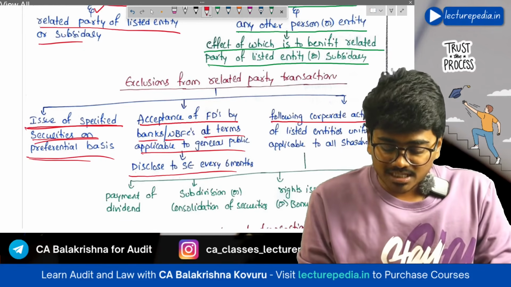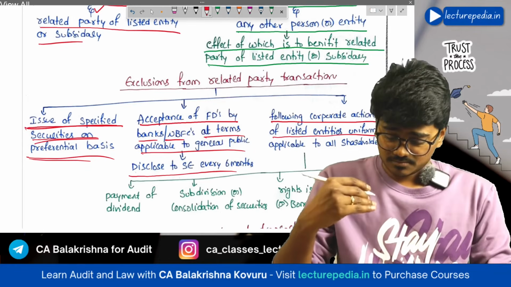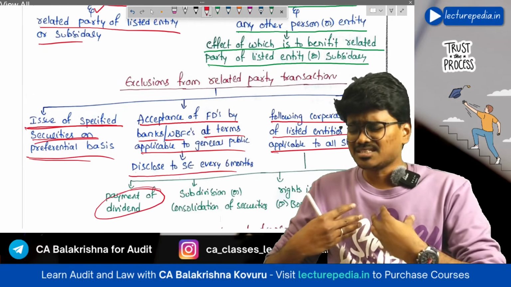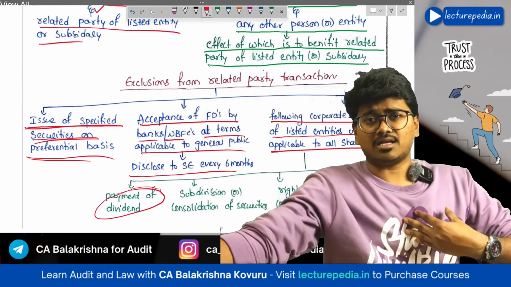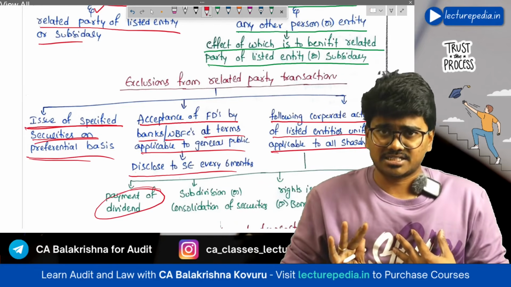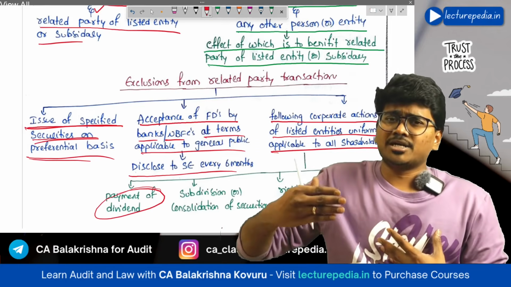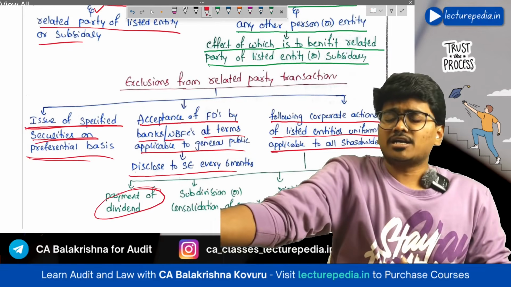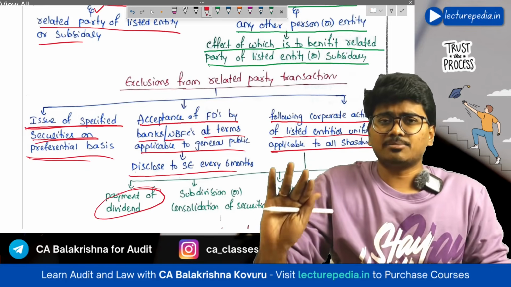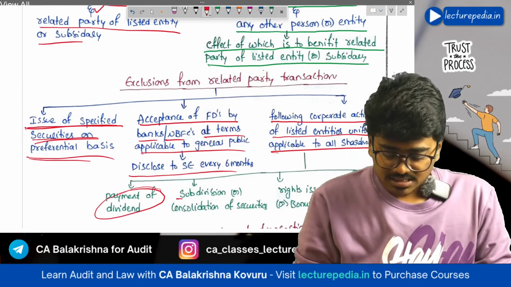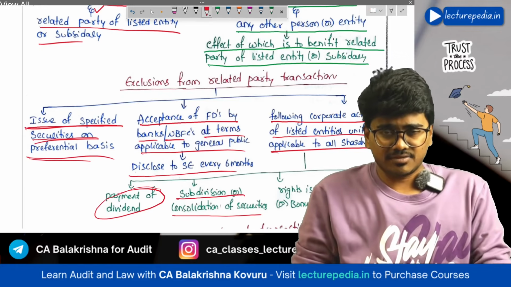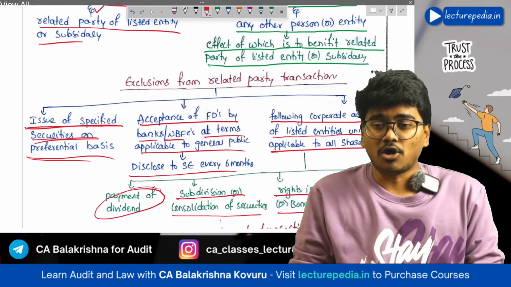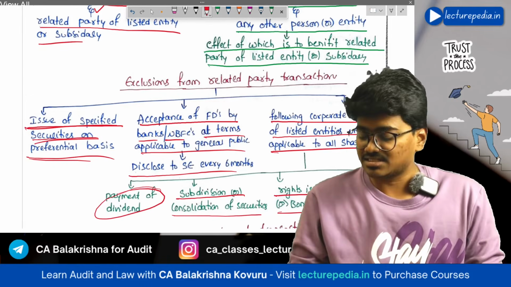Next, the following corporate actions of listed entities uniformly applicable to all the shareholders. What are they? Payment of dividend. If the company pays any dividend to the related party, then that will not become a related party transaction, because just like payment of dividend to any other shareholders, it is also paying the dividend to the related party who is also a shareholder. Next, subdivision or consolidation of securities, even that doesn't become a related party transaction. Rights issue or bonus issue, buyback of securities. All these are excluded from the related party transaction definition.